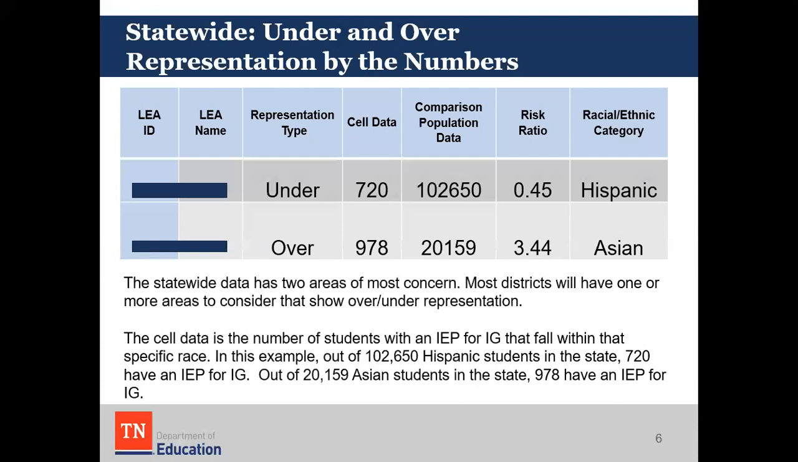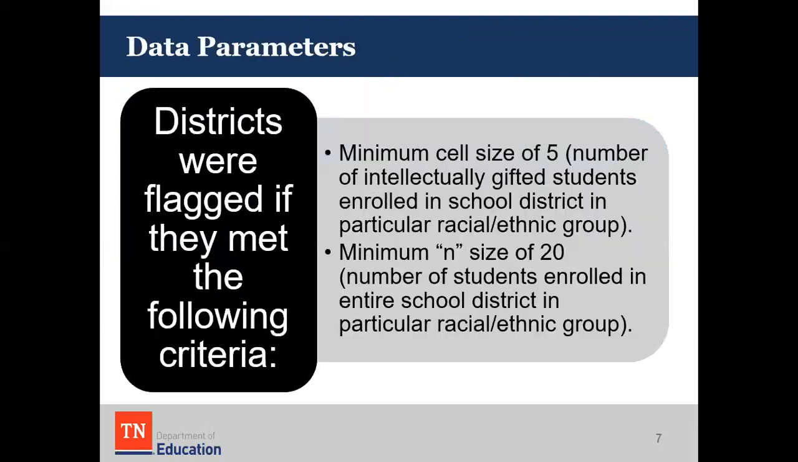Most districts could have one or more areas to consider that show over and underrepresentation. The cell data is the number of students with an IEP for intellectual giftedness that fall within that specific race. In this example, out of 102,650 Hispanic students in the state, 720 have an IEP for intellectual giftedness, and out of 20,159 Asian students in the state, 978 have an IEP for intellectual giftedness.